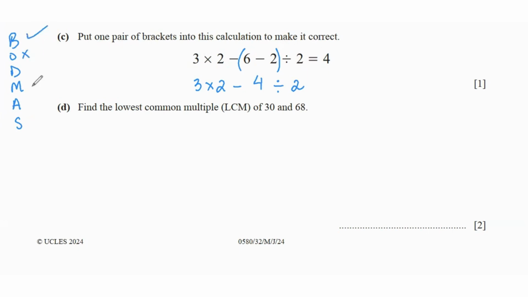We did brackets. Now we have division. So we're going to do 4 divided by 2, which is basically 2. So division is done. Now multiplication. 6 minus 2. Done. And then we have no addition but subtraction. So that's 4. As you can see, when you put the brackets around 6 minus 2, we get 4 as the answer.